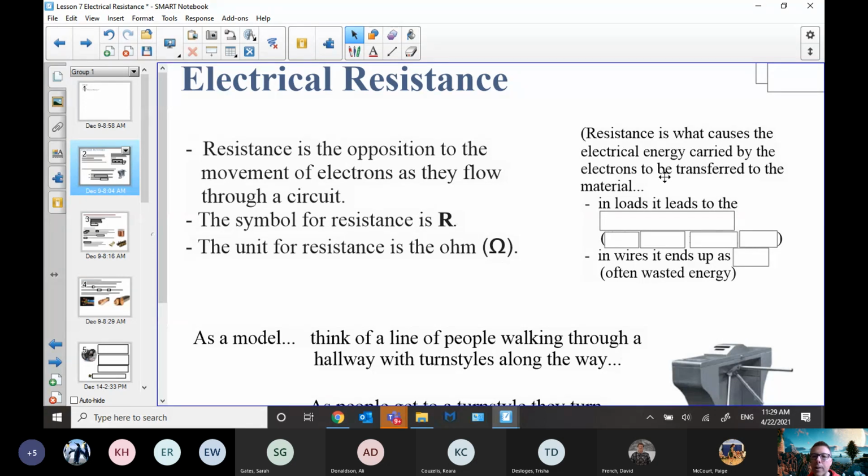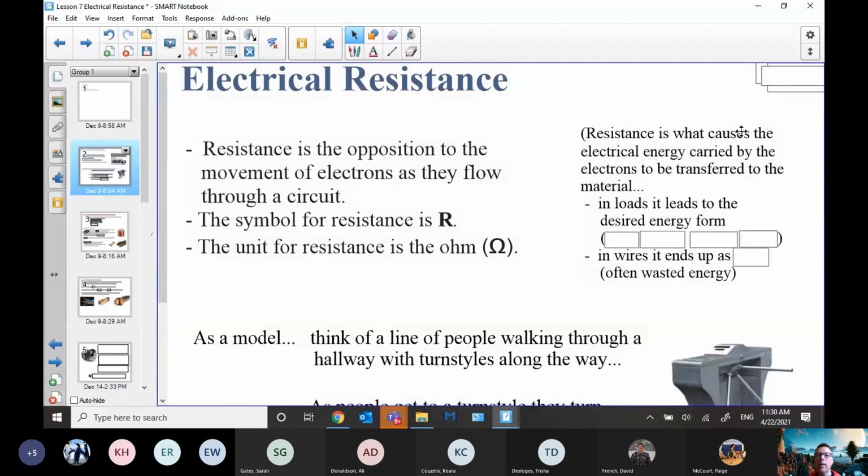Resistance is what causes electrical energy to be transferred to the material. So when we looked at circuits in the past and we had electrons being pushed along, the energy just gets dropped off on the load rather than throughout the rest of the circuit. That's because there's resistance in the light bulb, or resistance in the motor, or resistance in the device that's getting the energy.